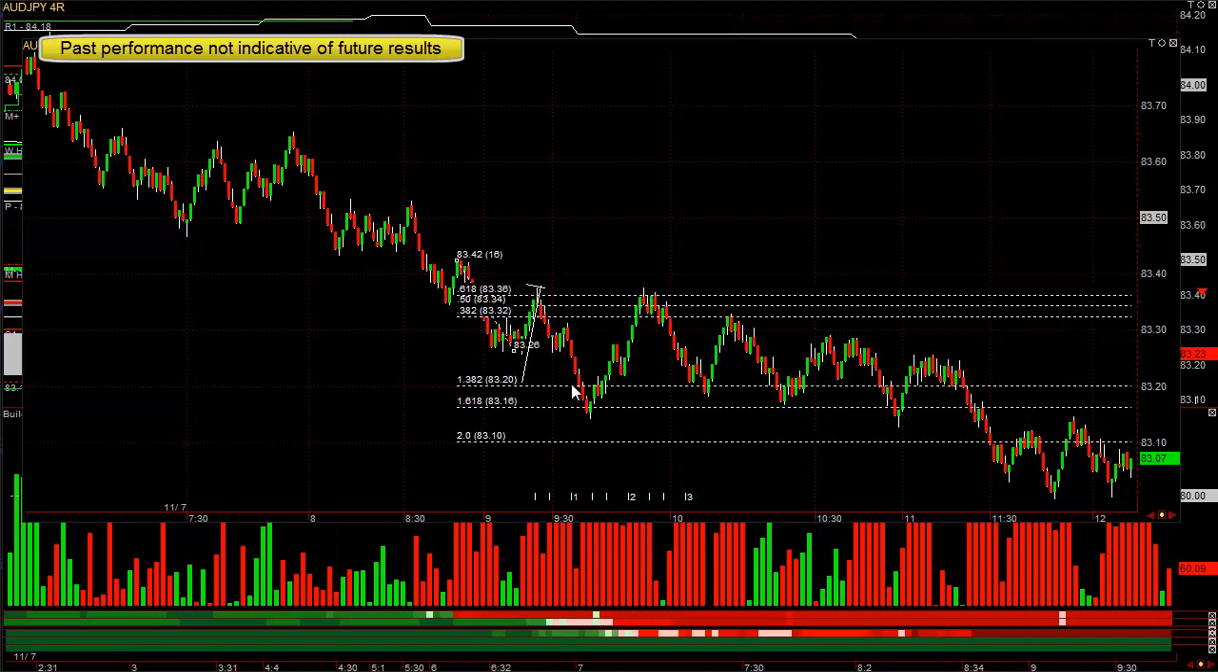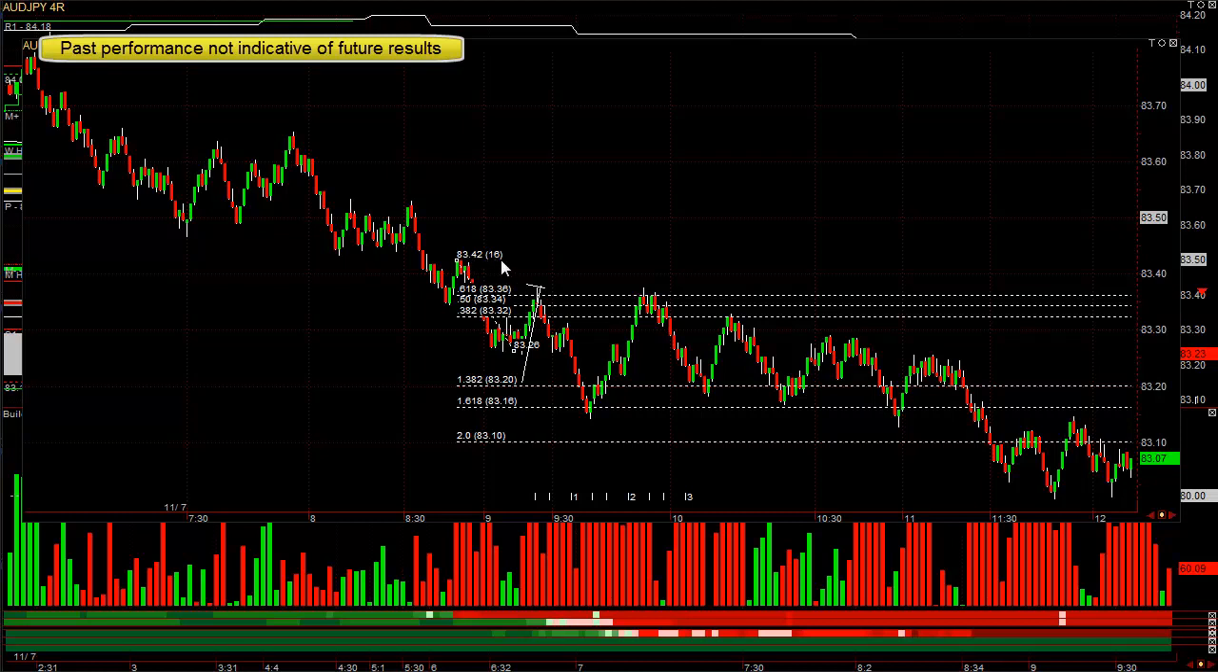And if it stops at the first fib target, you're out. If it goes to the second one, typically I'll wait. And sometimes it goes past that and goes to the 2.0. Rarely does it go beyond that. Now, our new fib tool, when you draw it, shows you how many pips are on the swing.